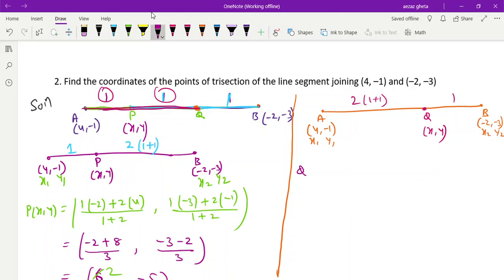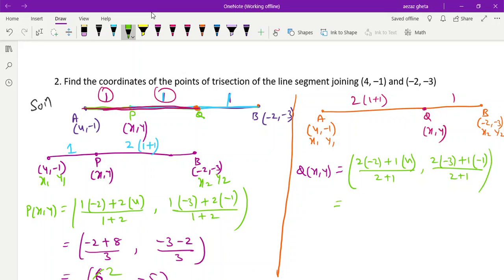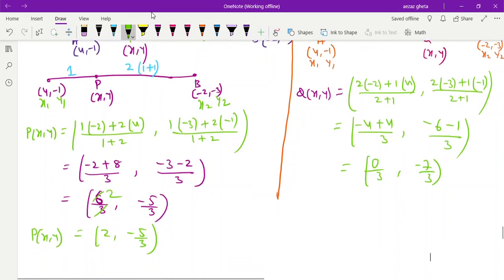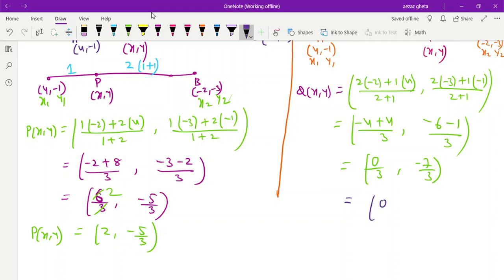So now I am going to find out Q of x comma y by the section formula. You try and tell me whether the answer is the same or not. m1 is 2, m1 x2 plus m2 x1 divided by 2 plus 1, m1 y2 plus m2 y1. Minus 4 plus 4 by 3, minus 6 minus 1 by 3. 4 minus 4 is 0 by 3, minus 7 by 3. You can see that 0 by 3 is 0, and minus 7 by 3, so the answer for Q is (0, minus 7 by 3).